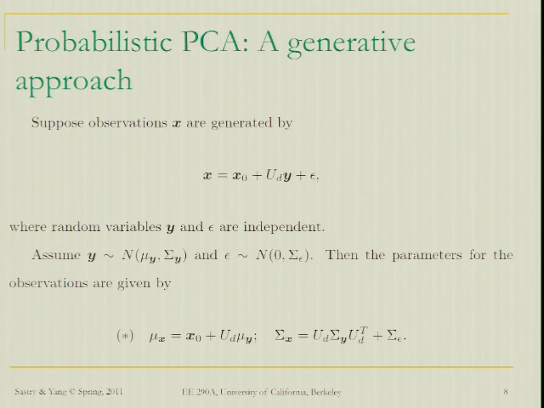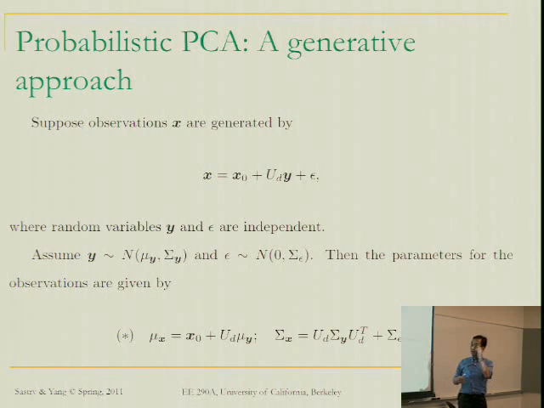Okay? So next, we are going to assign some probability distribution to these coefficients. Let's assume y is normally distributed with mean mu y and covariance sigma y. And epsilon is a noise term, of course. Naturally, you are going to assume the mean is 0, and it has its own covariance matrix, sigma epsilon. Okay? And then the parameters for the observation can be solved by the following equations.